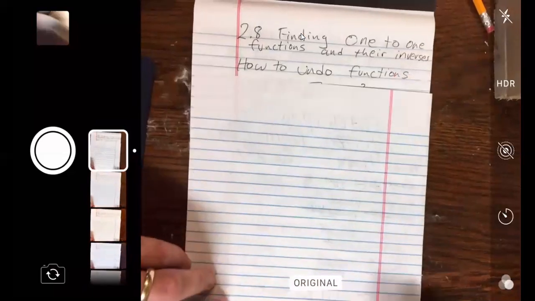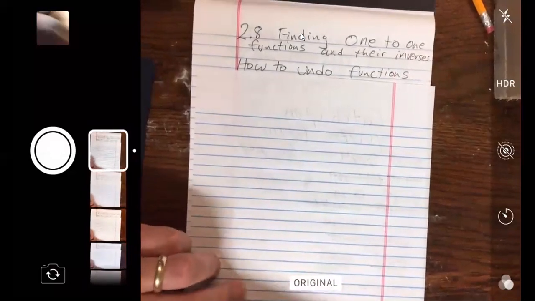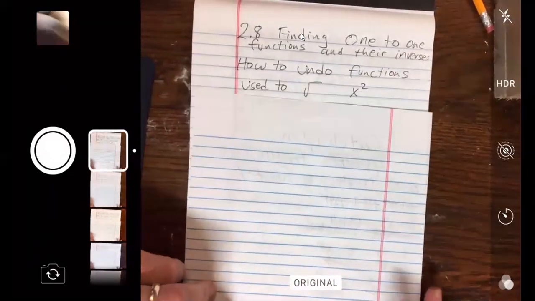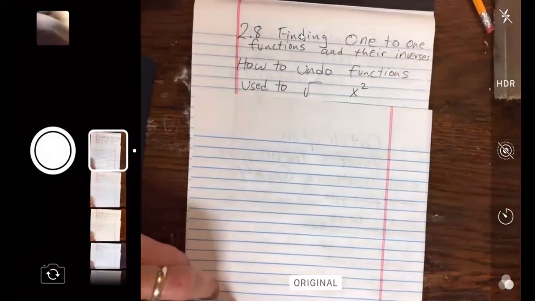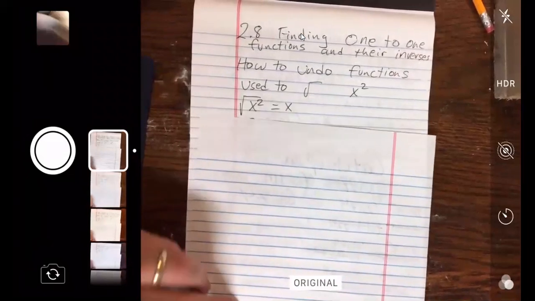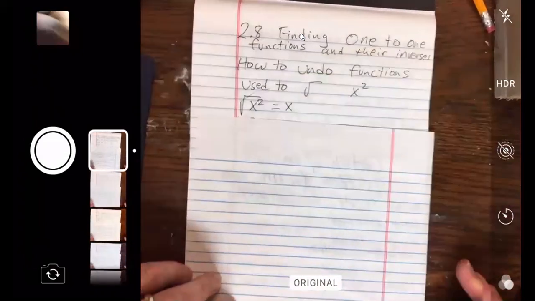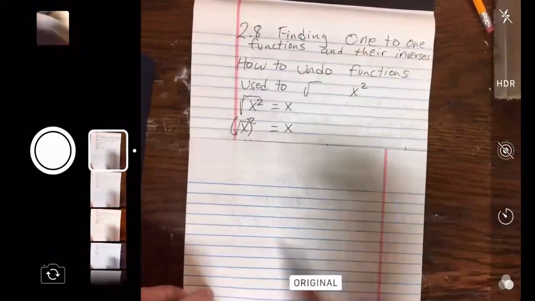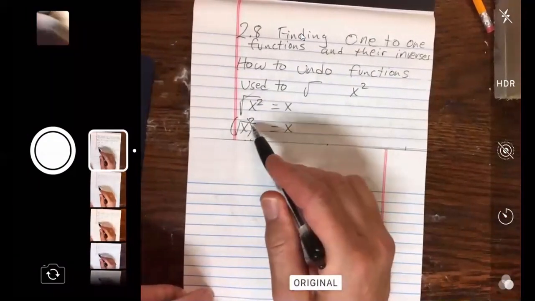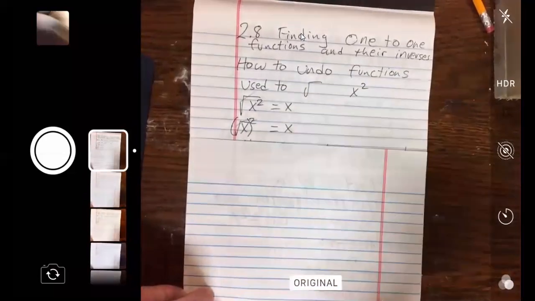Section 2.8 was about finding one-to-one functions and their inverses. Basically it asks the question of how to undo functions. You are probably used to square root and x squared. You would know that the square root of x squared is equal to x, that these things undo each other. And then I can do the keys in reverse order: take the square root of x and square it. You would know that these cancel each other and I wind up with what's underneath, which is x.